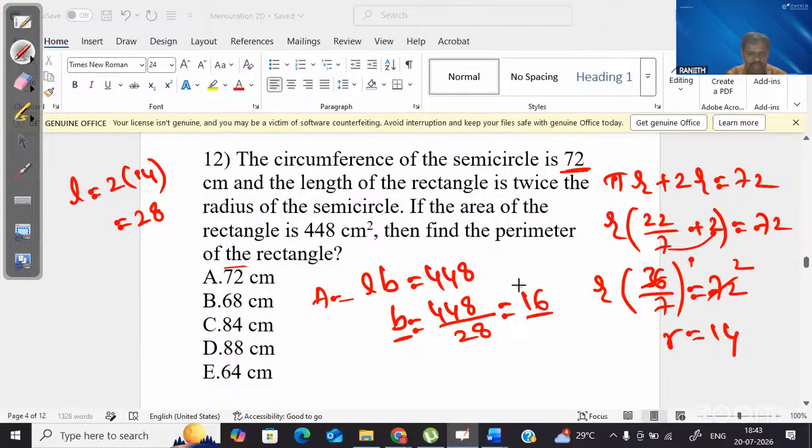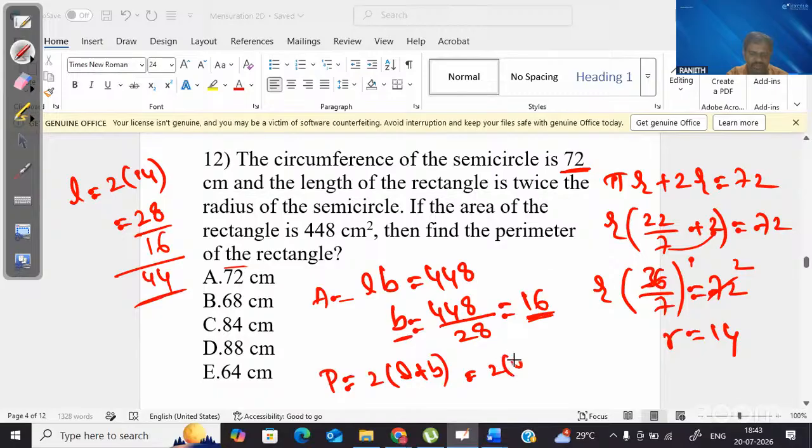Then find the perimeter of rectangle. We know the length, we know the breadth. Then we can find out perimeter of rectangle. 2 times of L plus B, where L equal to 28, B equal to 16. 28 plus 16 equal to 44. 44 times of 2 equal to 88. So the answer equal to 88 will be our answer.